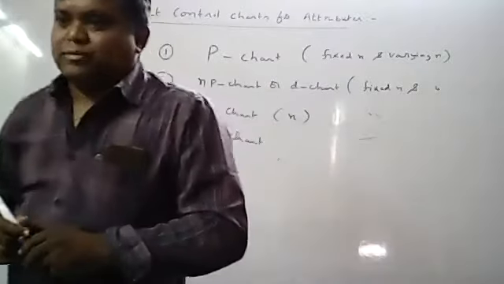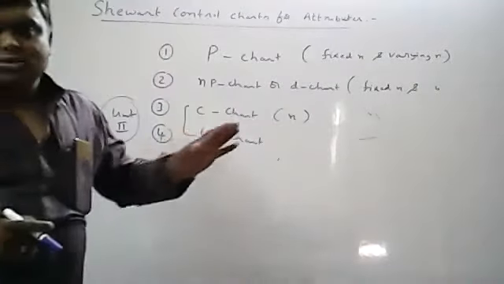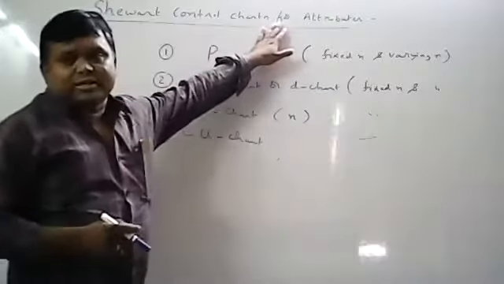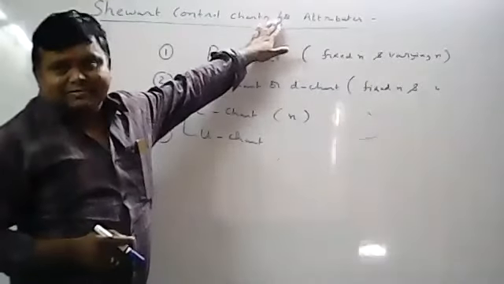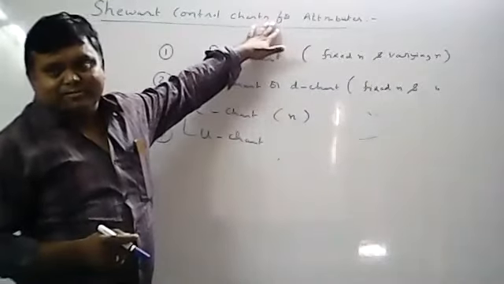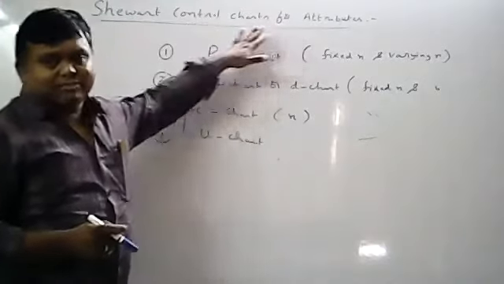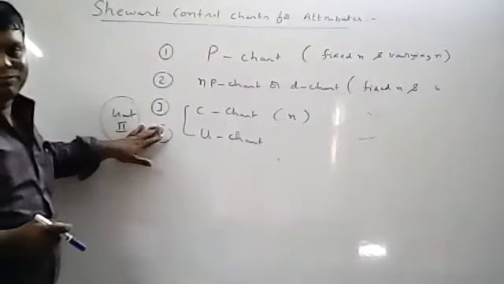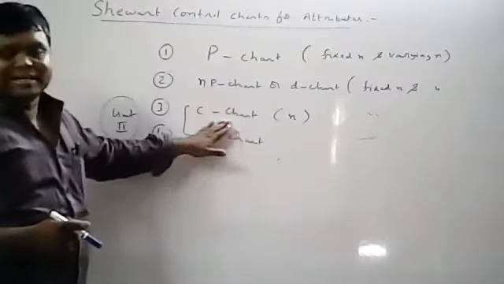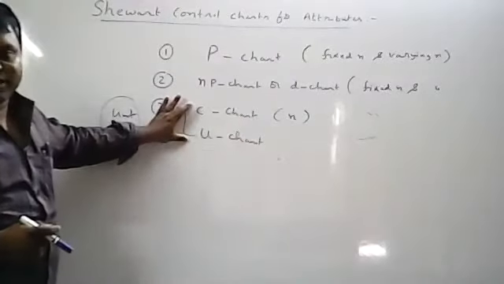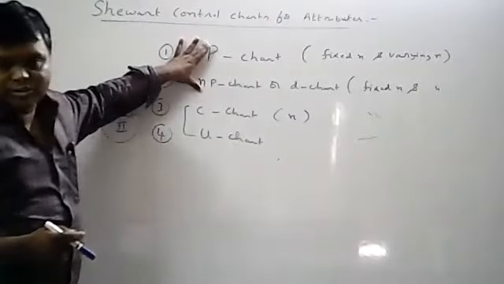So now it is clear how many control charts for attributes. What do you mean by control charts for attributes? The quality characteristic which cannot be measured. In such cases, you will use control charts for attributes. How many are there? 4: P chart, NP chart, C chart and U chart. The last 2 charts you will learn in unit number 2. These first 2 charts we will learn now.